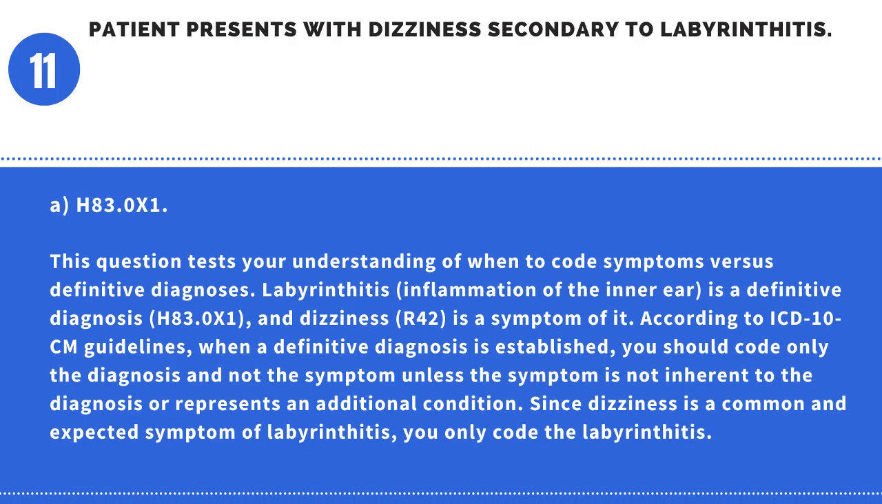Answer: A. H83.0x1. This question tests your understanding of when to code symptoms versus definitive diagnoses. Labyrinthitis, inflammation of the inner ear, is a definitive diagnosis, H83.0x1, and dizziness, R42, is a symptom of it. According to ICD-10 guidelines, when a definitive diagnosis is established, you should code only the diagnosis and not the symptom unless the symptom is not inherent to the diagnosis or represents an additional condition. Since dizziness is a common and expected symptom of labyrinthitis, you only code the labyrinthitis.